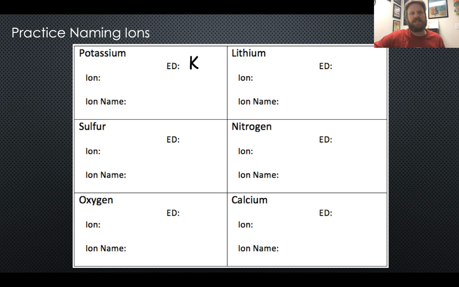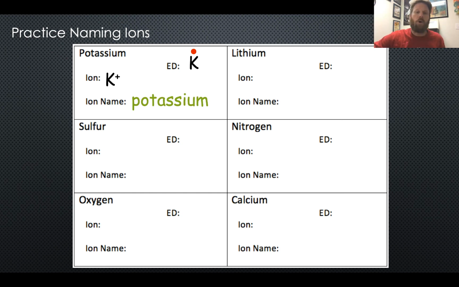The symbol for potassium is K. Since potassium is an alkali metal in group 1, I know it has one valence electron, so just one dot. Metals lose electrons, so potassium will lose that one valence electron to become a K+ cation. The name of a cation is the same as the name of the element, so K+ is still potassium.